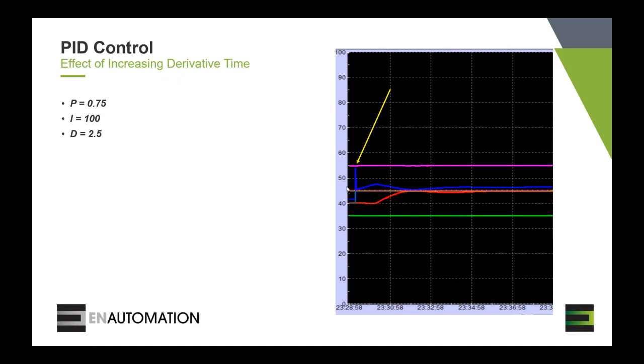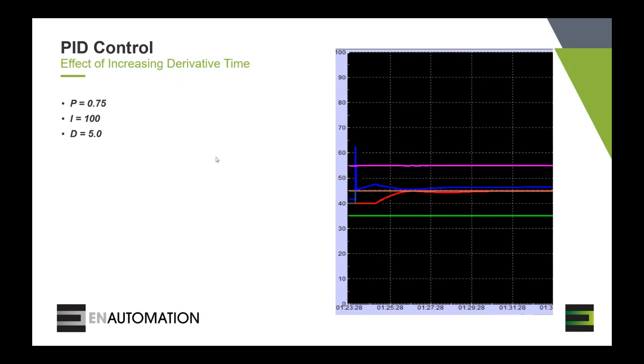Some manufacturers will allow you to turn this off. In some cases, you don't want the derivative control to respond like this to a change in set point. So manufacturers will allow you a selection to turn off the derivative control to a change in set point.